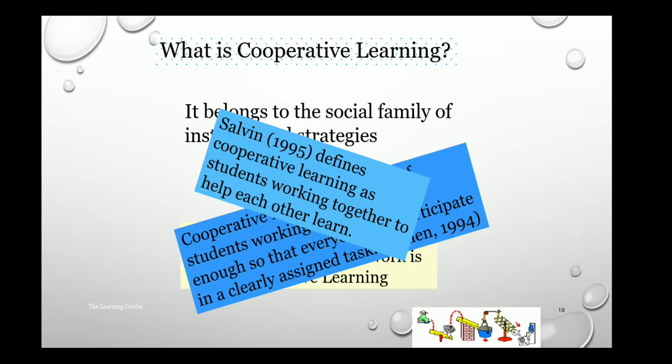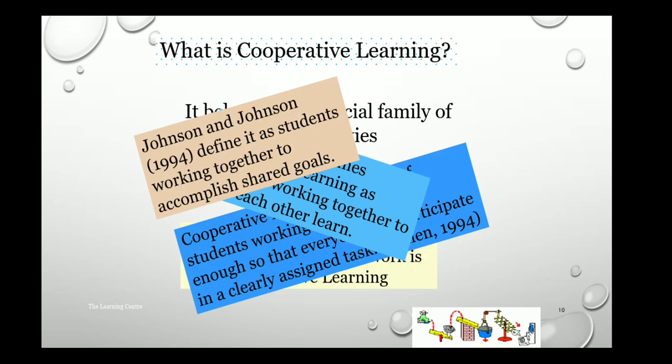Slavin defines cooperative learning as students working together to help each other learn. Johnson and Johnson define it as students working together to accomplish shared goals. So they are all working towards the same target together cooperatively to complete the task, to achieve their goals.